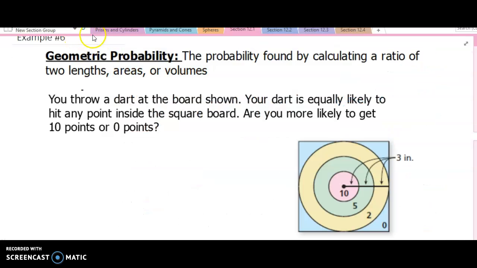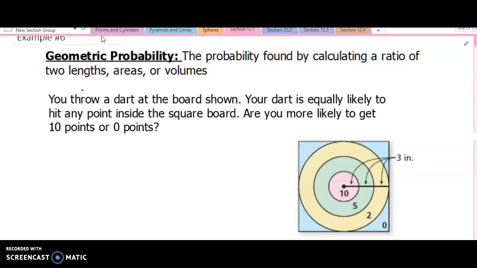All right, let's move on to geometric probability. Geometric probability is pretty much the same as probability, but we're going to put areas and volumes with it. So geometric probability is a probability found by calculating a ratio of two lengths, areas, or volumes.